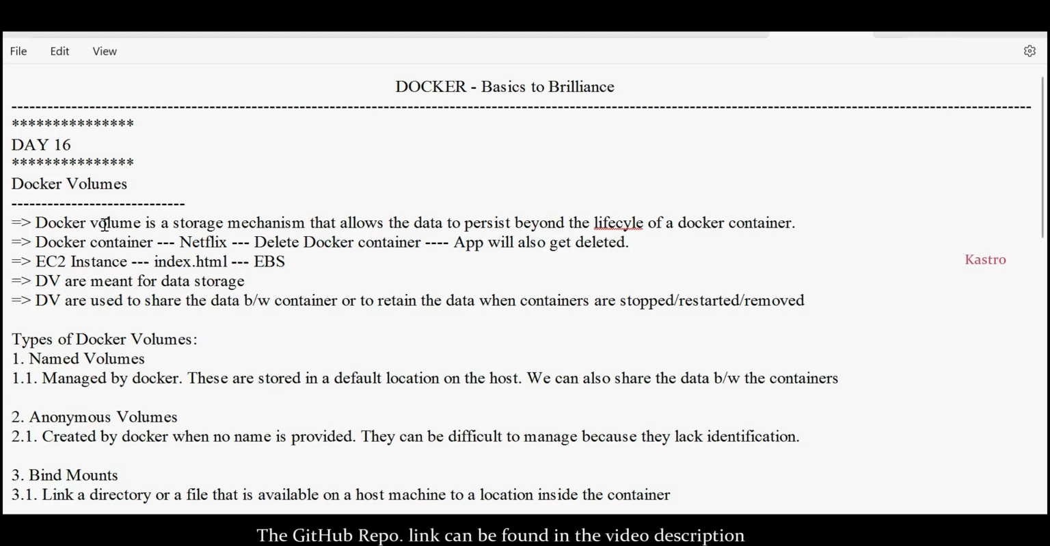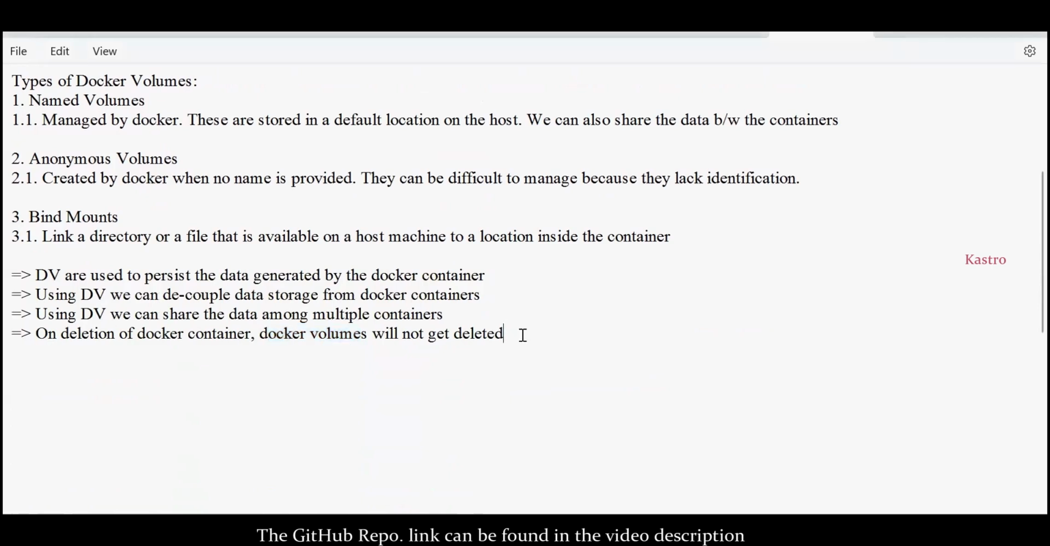Now, the other important point is we can create more than one volume in a single container. This is another point. We can create more than one volume inside a single container. That's another important feature of Docker volume. Also, one volume can be attached to multiple containers.